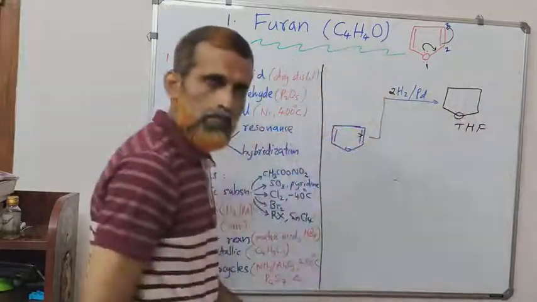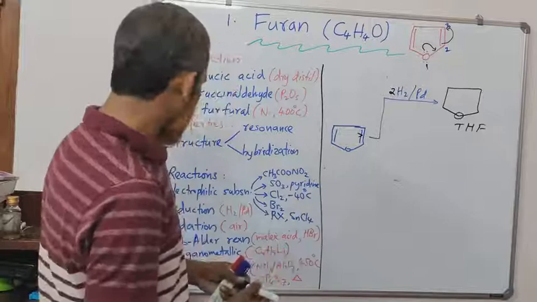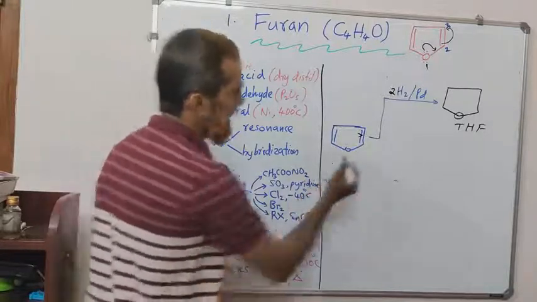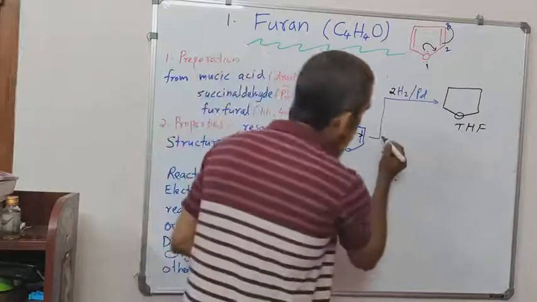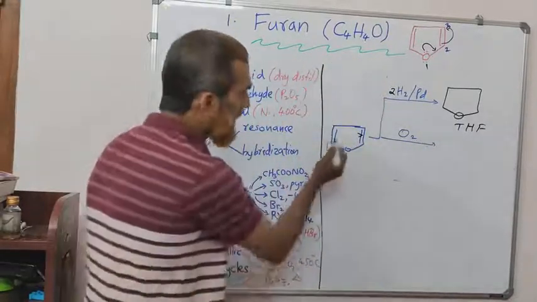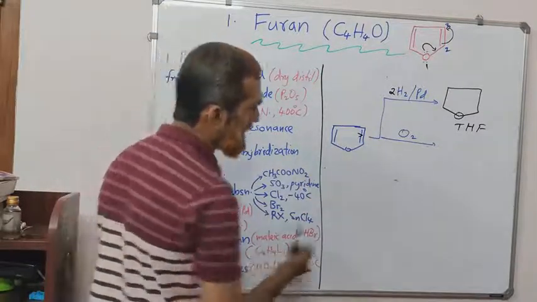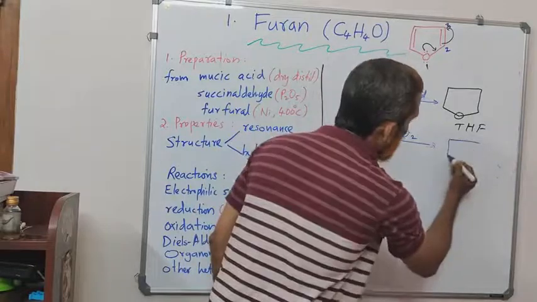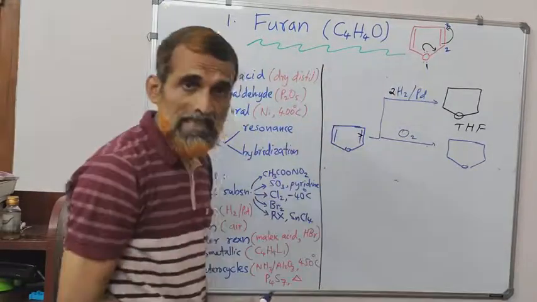Tetrahydrofuran, because 4 hydrogen is added and it becomes saturated. Then oxidation. What about oxidation? See, simply in air, which contains oxygen, furan undergoes oxidation, and the product obtained is interesting. What you get is a peroxide.